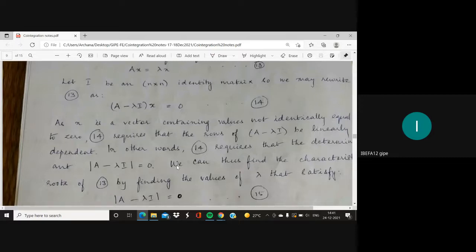Okay? So can anyone tell me what does linear dependence mean when I'm saying the rows of A minus lambda I should be linearly dependent? I'm just asking you so that others who may not remember, their memory will be refreshed.